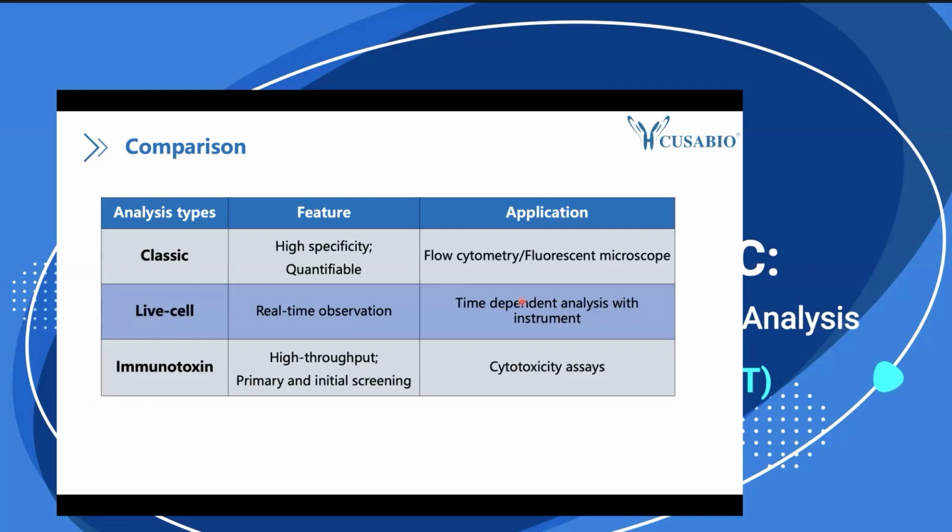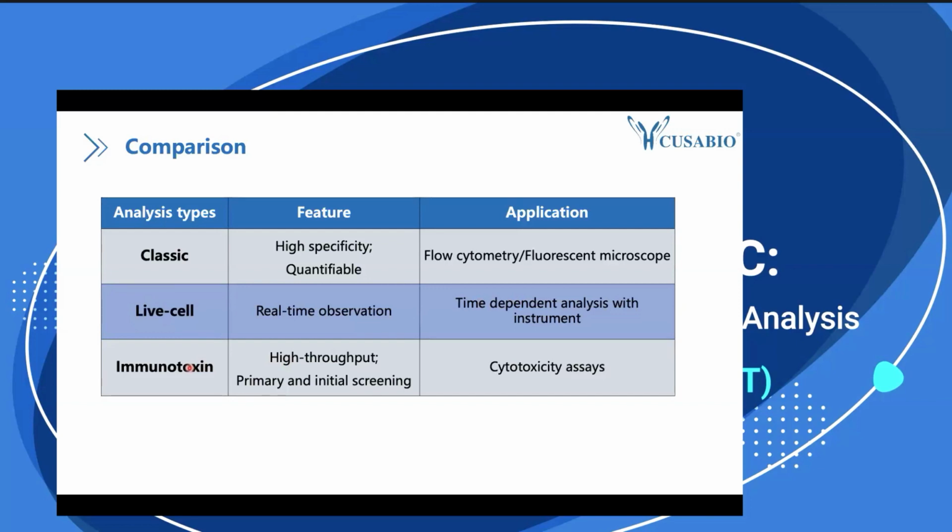So it may increase the cost when you finish the experiment. But the last one is more economic than the previous two, because with this one, if you want to do a primary and initial screening of ADC-compatible antibodies, you can do that in an economic way.